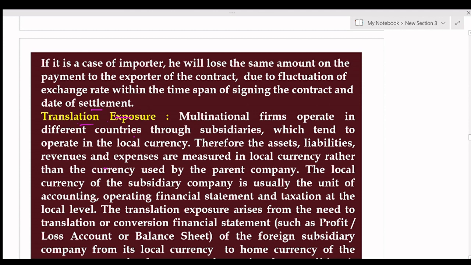Translation exposure. Multinational firms operate in different countries through subsidiaries which tend to operate in the local currency. Therefore, assets, liabilities, revenues and expenses are measured in local currency rather than the currency used by the parent company. The local currency of the subsidiary company is usually the unit of accounting, operating, financial statements and taxation at the local level.